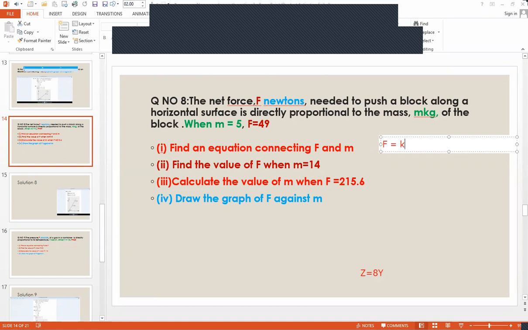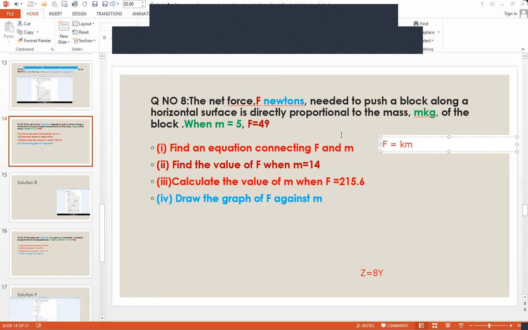For directly proportional, which letter do you have to use? K, and then they have given the other variable, that is M. kg, this kilogram is actually its unit. Weight unit is kilogram, and here force unit is Newton. So don't be confused with these two units. Okay. Now we move towards the question of the block. When m is equal to 5, f is equal to 49.